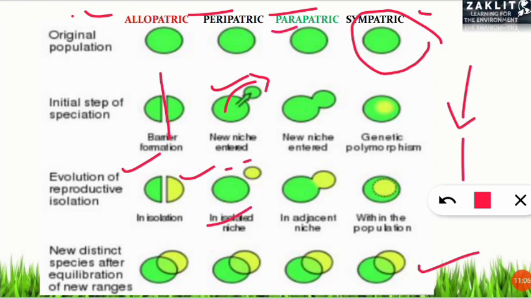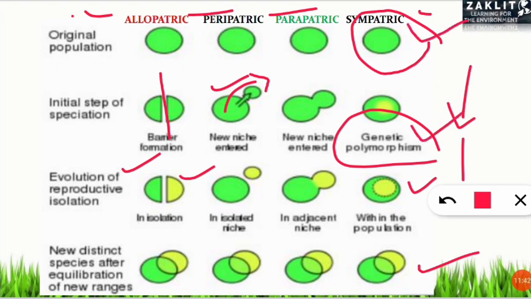But parapatric, as we have discussed in the case of California, the two grass species, here the border is attached, that means they are migrating to a new place but they are still intact with the parent border. In this case, because of differences in niche and environmental conditions, two different species are formed. And as we discussed, sympatric is where genetic changes happen inside the organism, that is genetic polymorphism is seen. As a result, from that population itself two or more different kinds of species are seen. That is sympatric speciation.